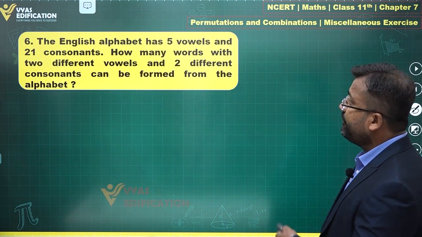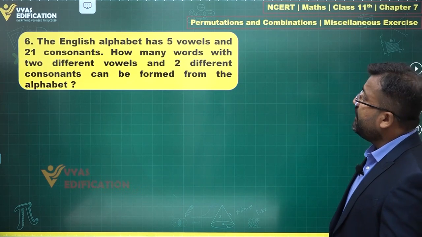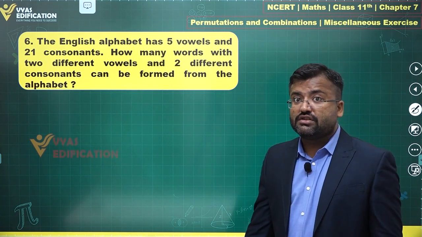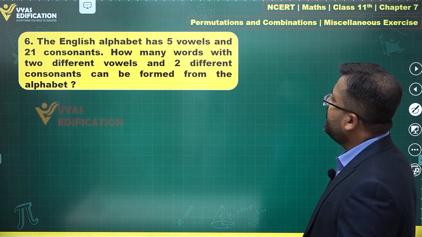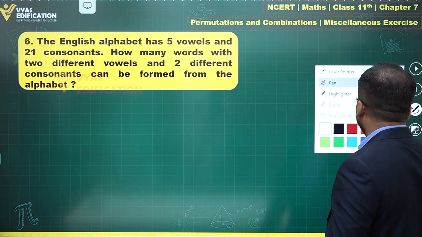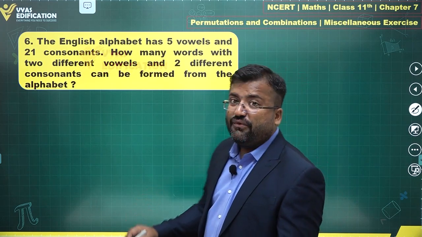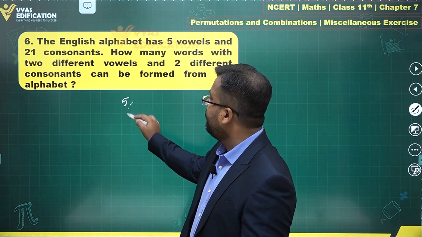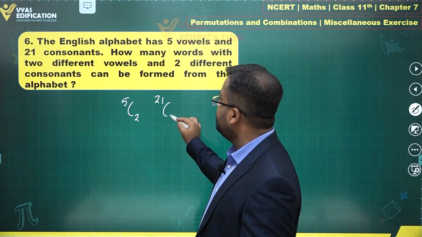Moving on to the next, the 6th. The English alphabet has 5 vowels and 21 consonants. How many words with 2 different vowels and 2 different consonants can be formed from the alphabet? Out of 5 vowels, you can select 2. Out of 21 consonants, you select 2.